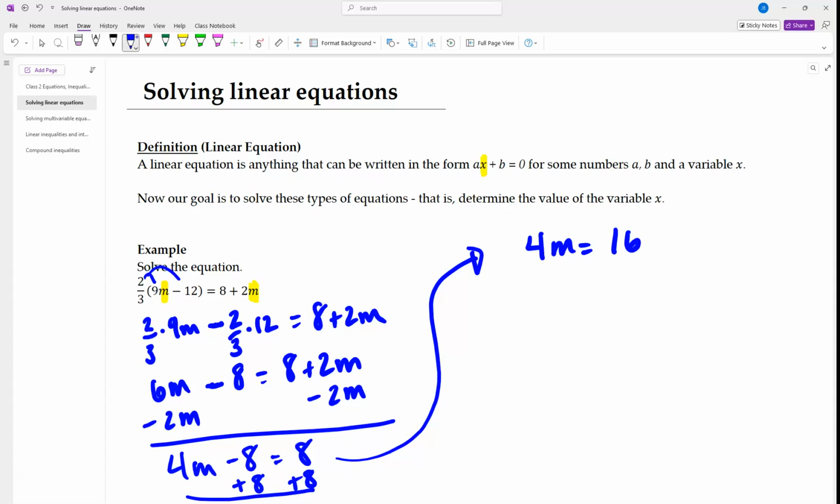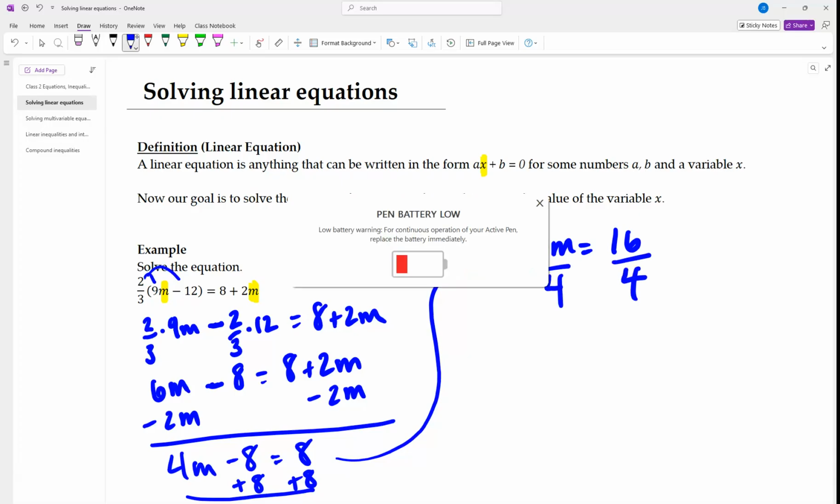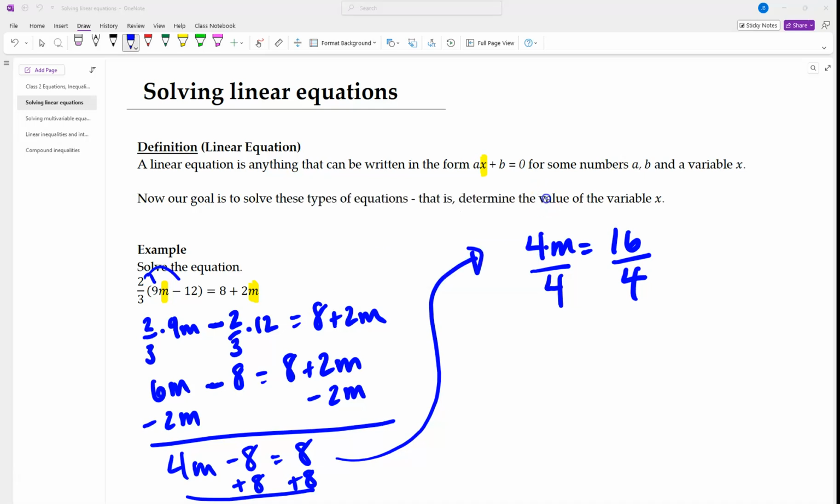And then to maintain equality, right, I want to get rid of the 4, and the operation is multiplication. Undo that with division. So divide by 4. And m would then equal 4.